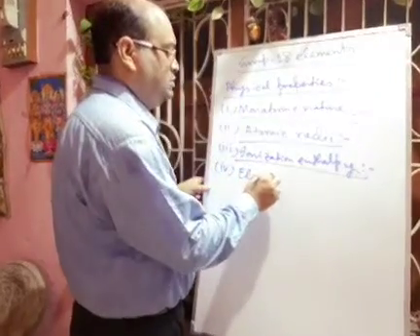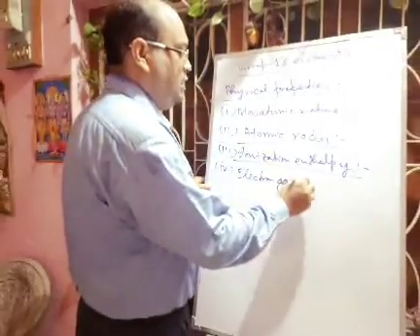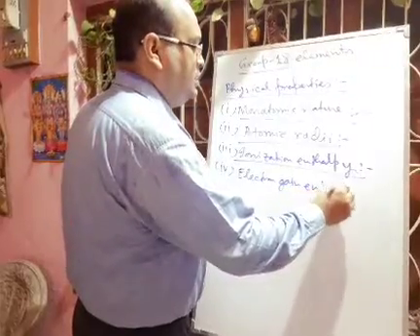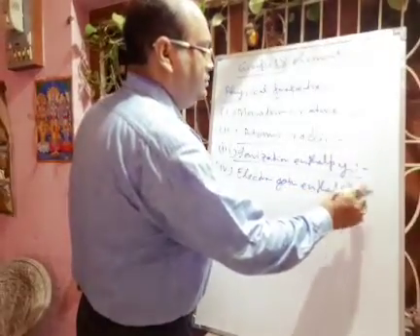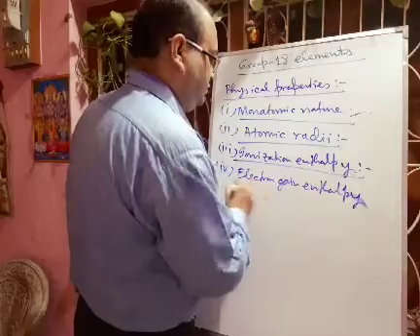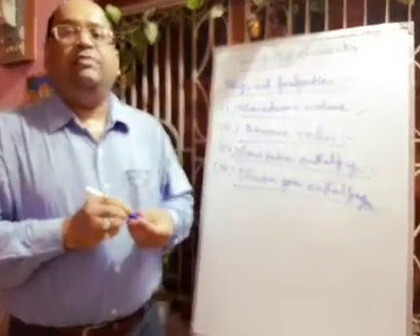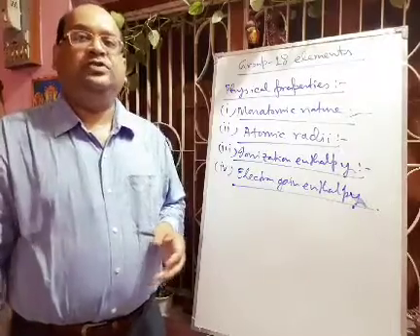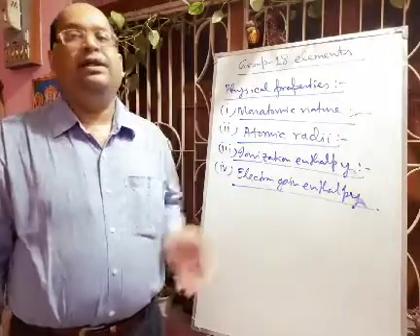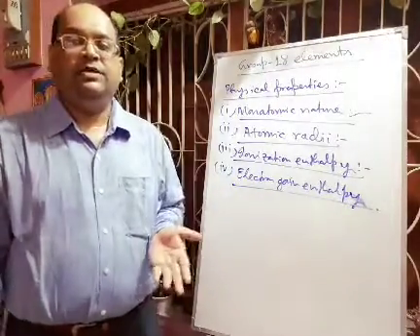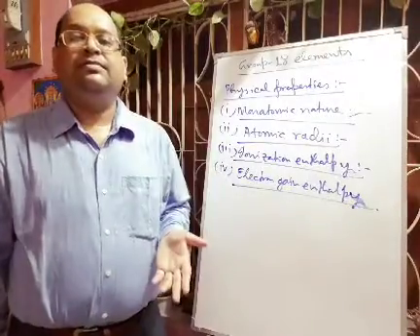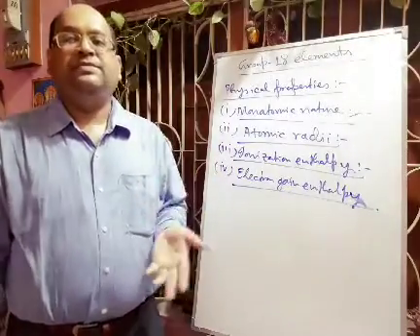Electron gain enthalpy. Now here already you know that their duplet and octet is filled up. In case of helium, it will satisfy the duplet. Other elements are satisfying the octet.